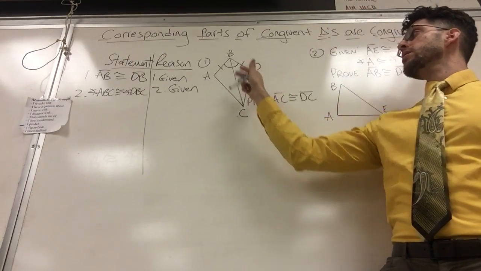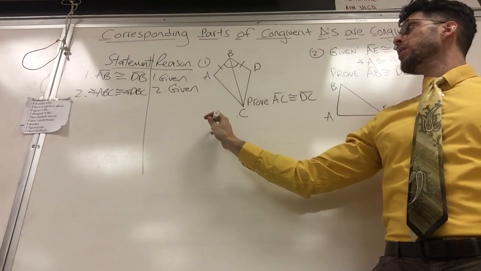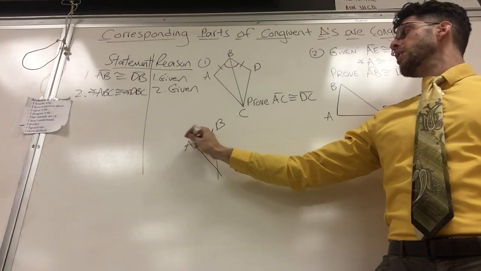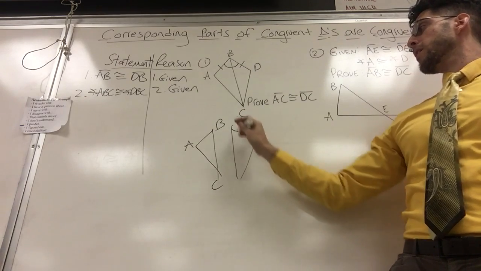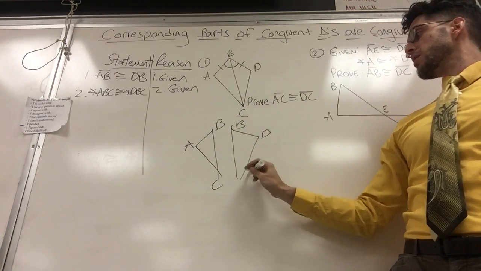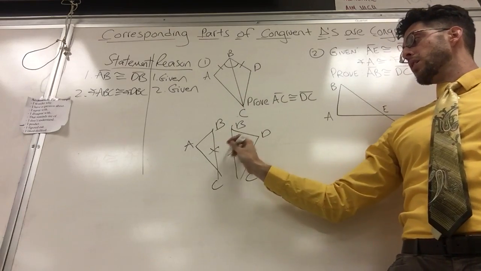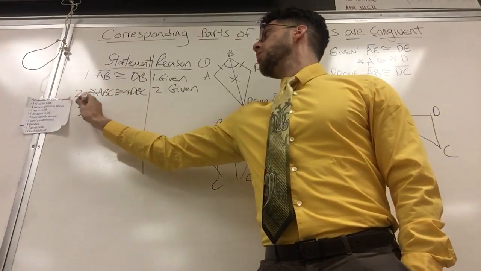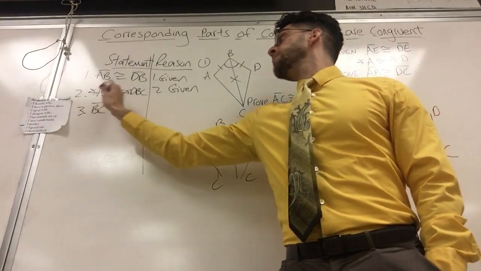Notice that this line BC is in the left triangle and the right triangle. If I was to break it apart and say, hey, look, here's BAC, the left triangle, and here is BDC, the right triangle. If I break it apart, you see that BC is in both, BC is in both. That's important to know. BC on the left is congruent to BC on the right.